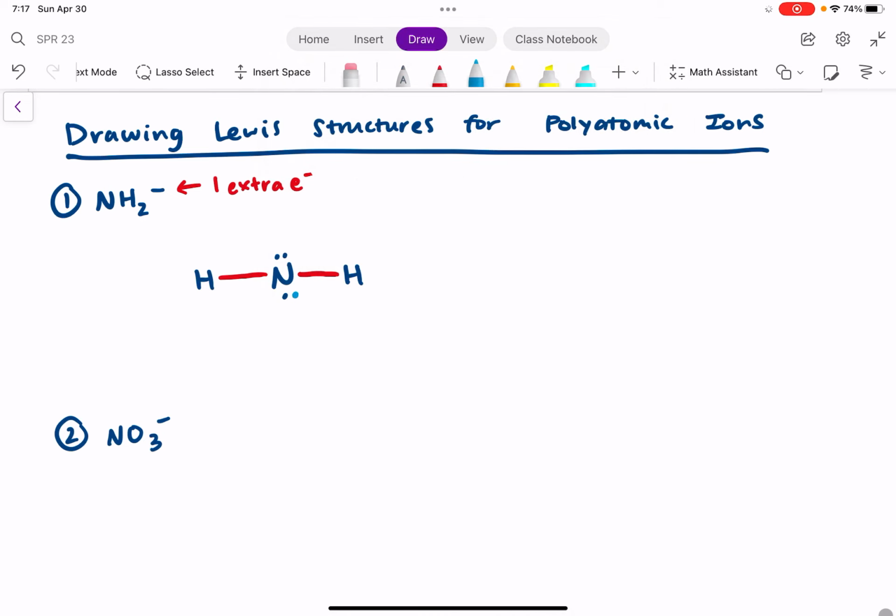And now let's count the electrons around that nitrogen. So we have these two, right? These two, and these two. Yeah, that's a total of 8. So all of our atoms now, check, check, check, are happy.